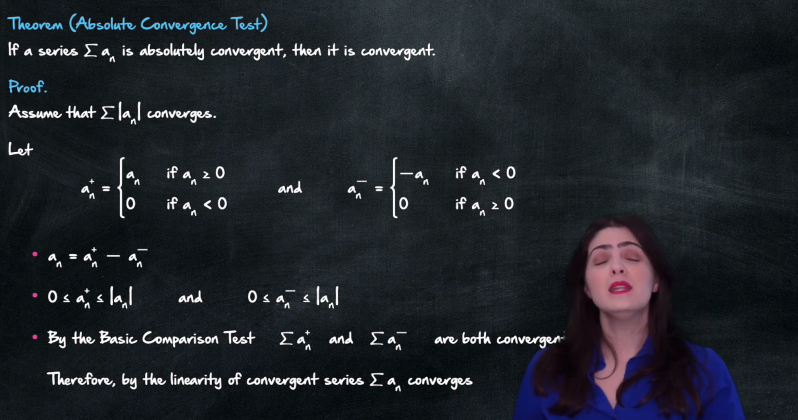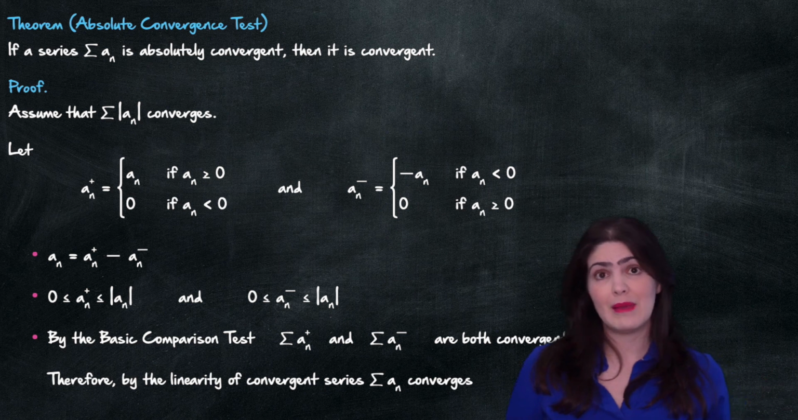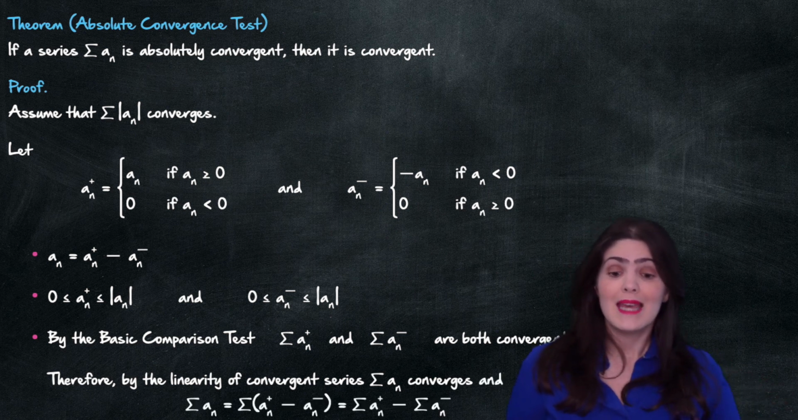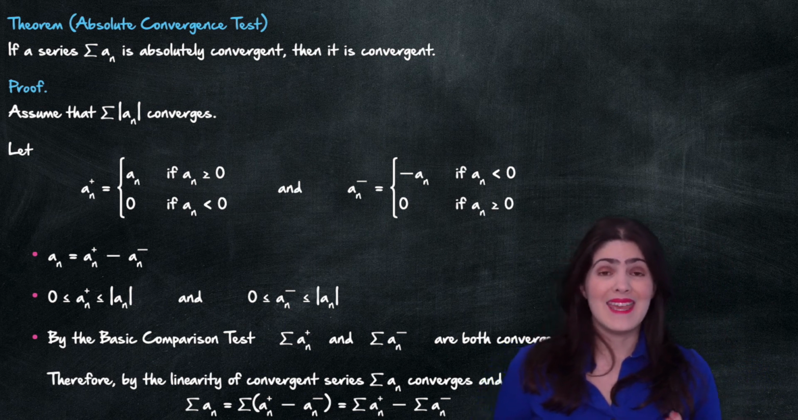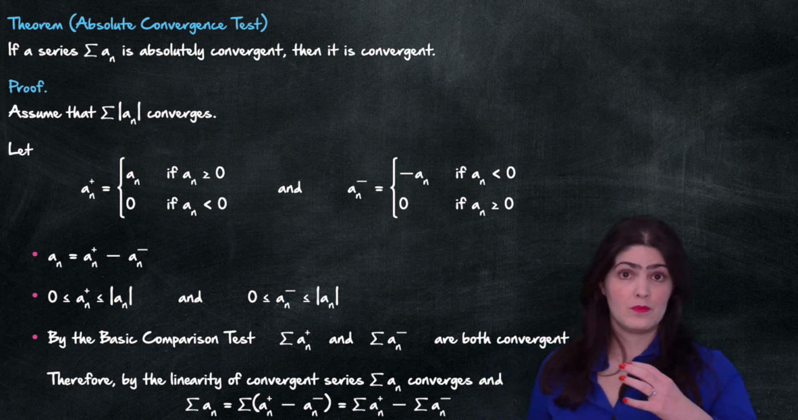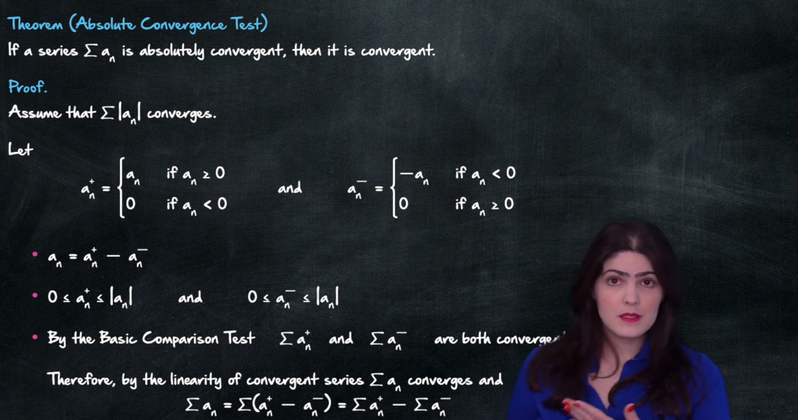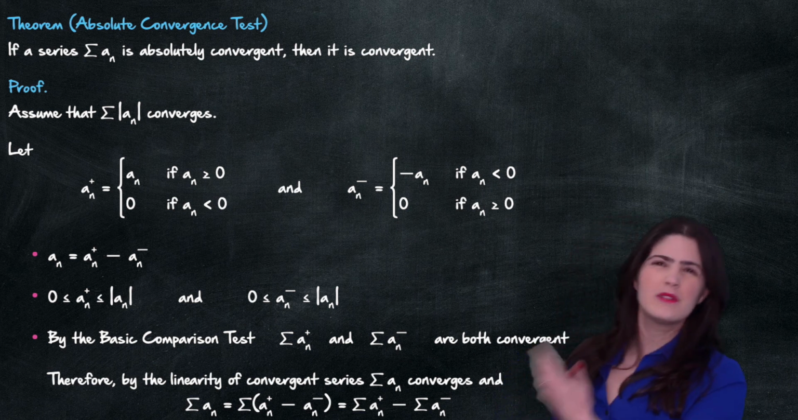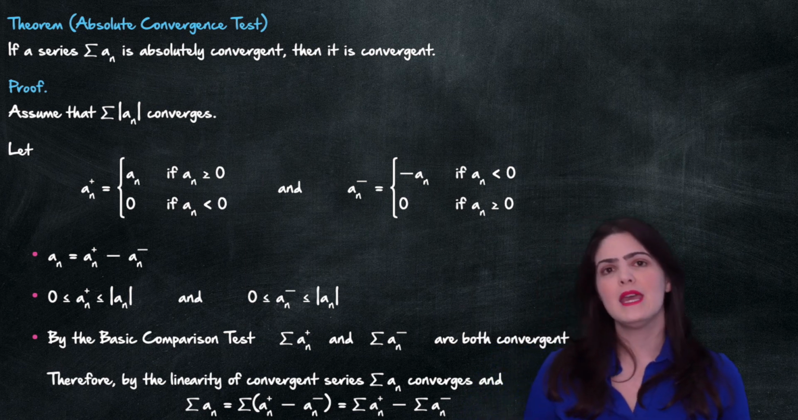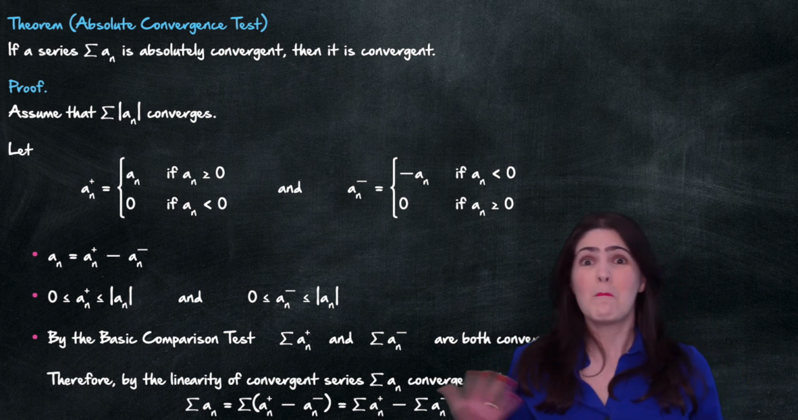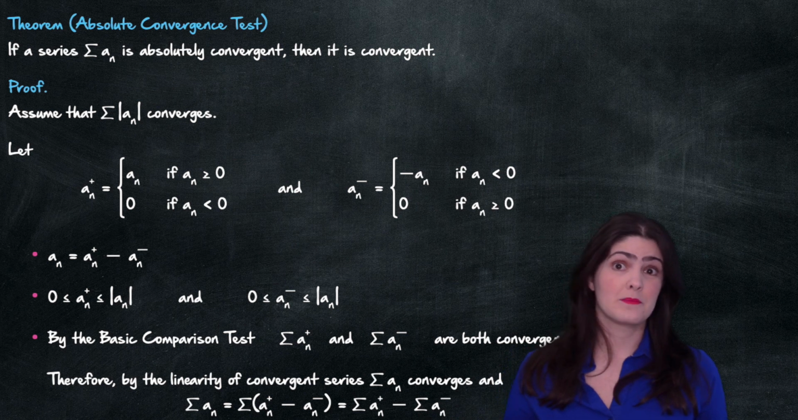So then we can see that my original series is convergent, and even more, I can write the series of the a_n as the sum of the positive terms minus the sum of the absolute values of the negative terms. So what we have here is the sum of the a_n's is equal to the sum of the a_n plus minus the sum of the a_n minus. And that completes the proof.